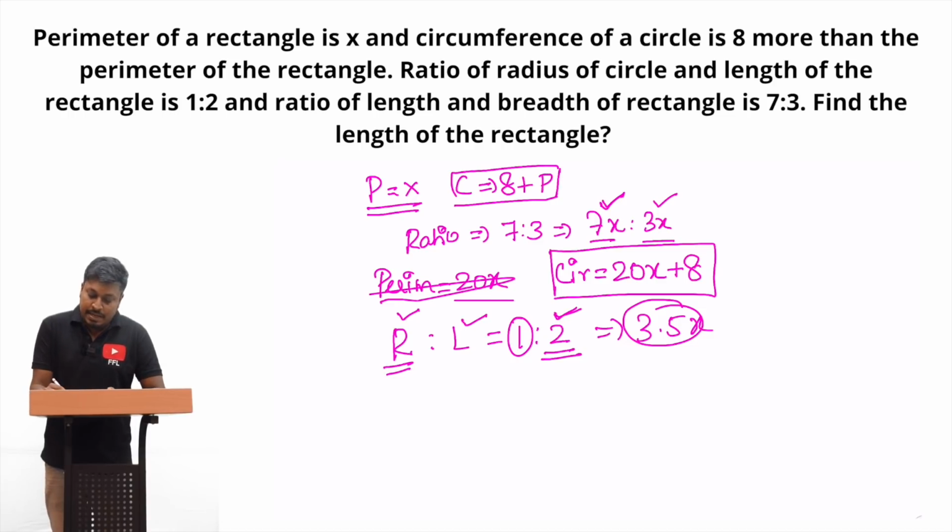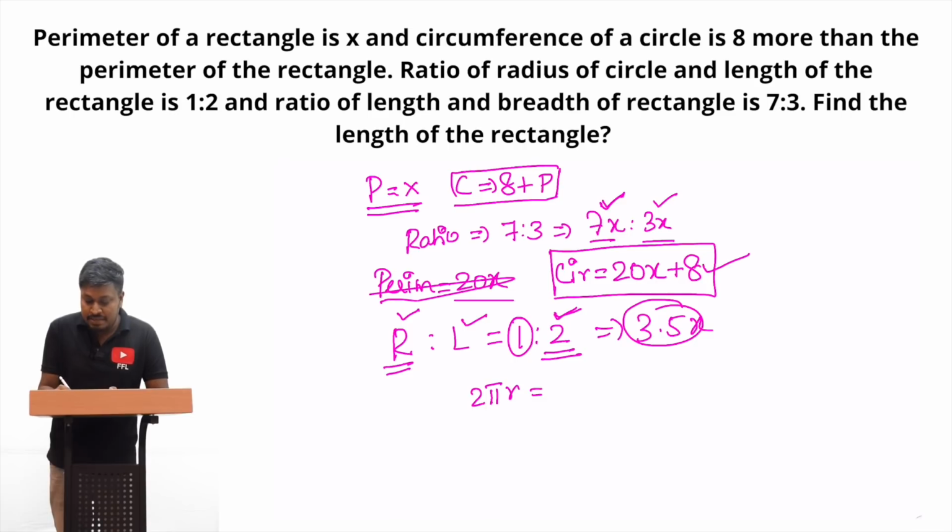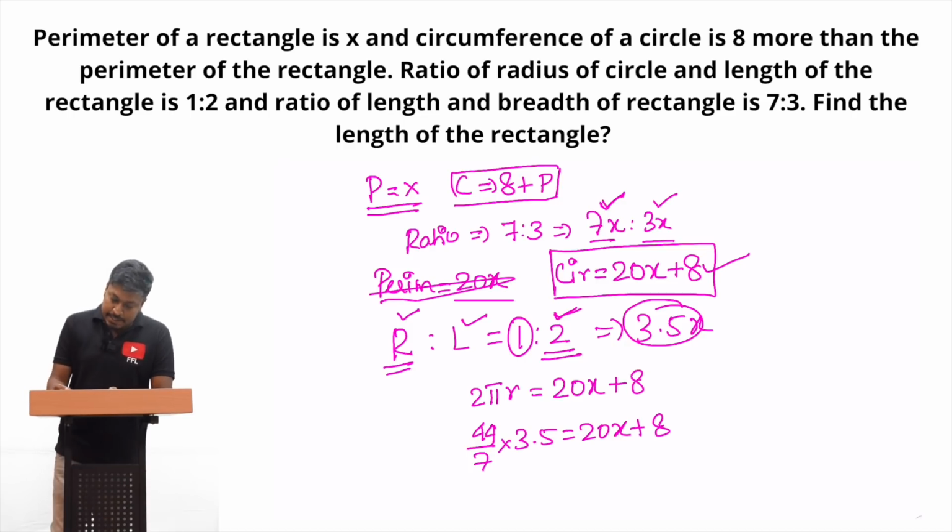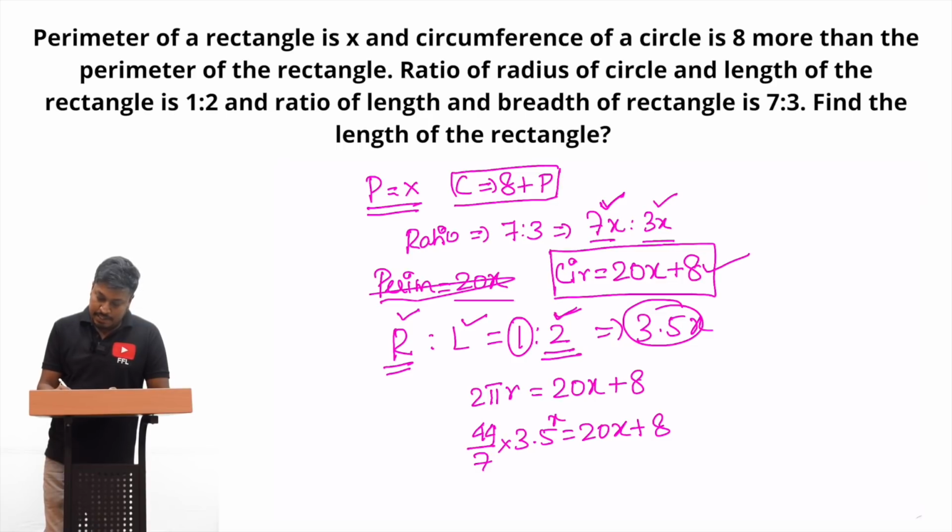So just here, friends, let me take the circumference of the circle. What is the formula for the circumference of a circle? 2 pi r. So 2 pi r is equal to 20x plus 8. So 2 pi will be 22 by 7, 22 by 7 into 2 will be 44 by 7. And we know that the radius will be 3.5x. So 44 by 7 into 3.5x is equal to 20x plus 8.